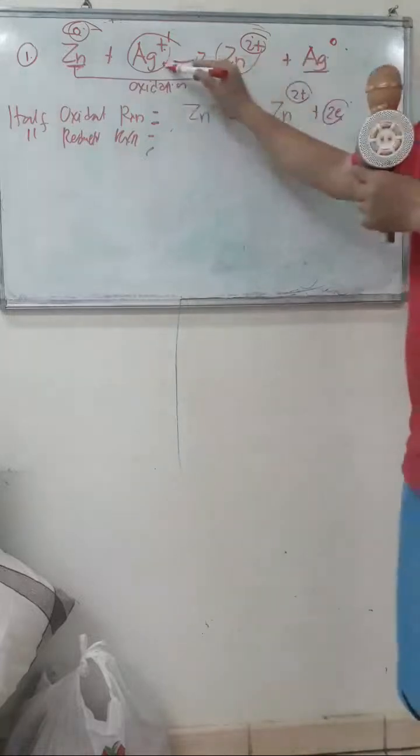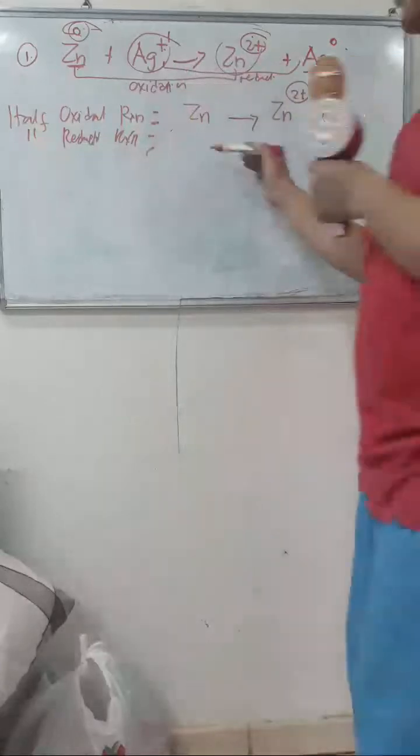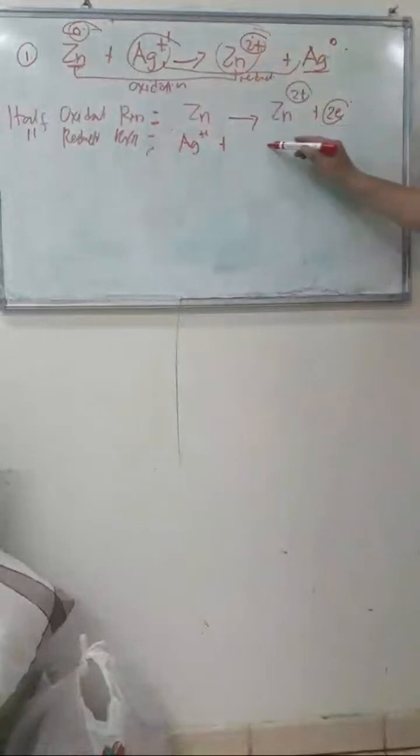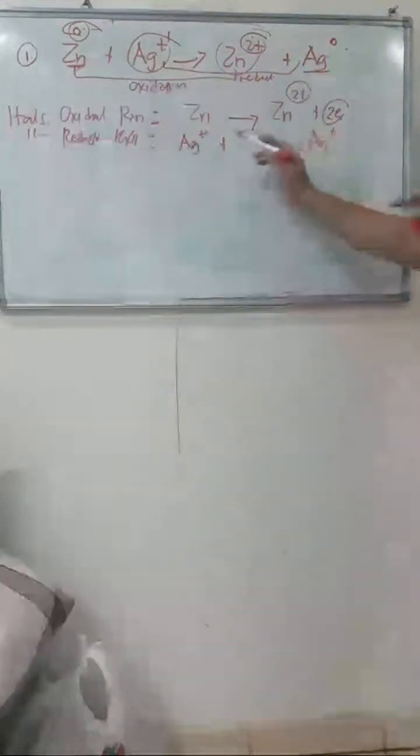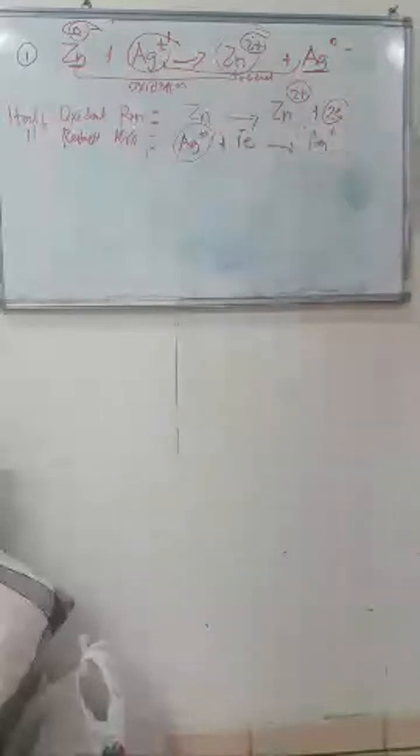Okay, reduction here. Okay. Reduction, Ag positive 1 plus, let's leave it that way, is equal to Ag 0. Now what electron will you add for this Ag? Remember I told you, it gains 1 electron from 0 to 1. So put 1 electron. Okay.